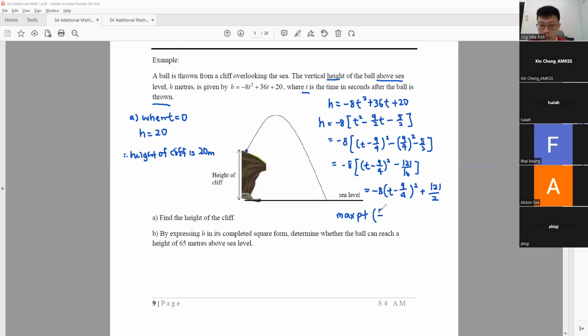Okay, so now my time is actually 9 over 4. Then what is my 121 over 2? Okay, so from here we know that the maximum height that the ball can reach is 121 over 2, which is 60.5 meters. So we conclude that therefore the ball cannot reach 65 meters. Okay.